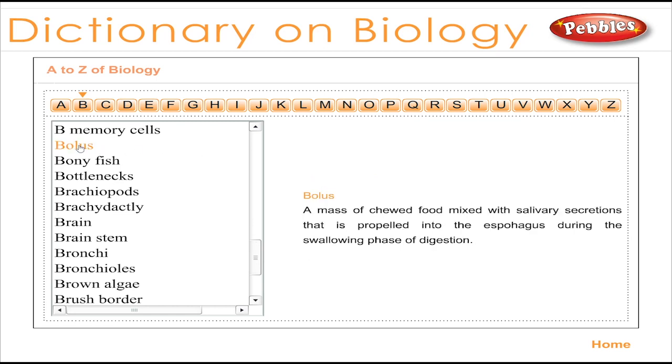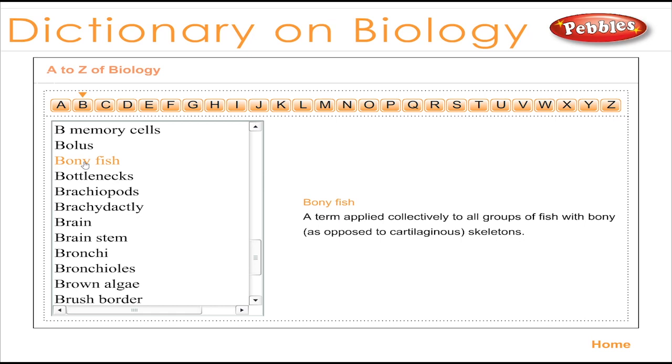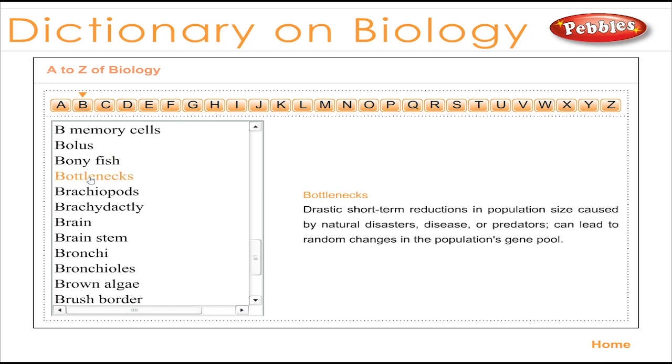Bolus, a mass of chewed food mixed with salivary secretions that is propelled into the esophagus during the swallowing phase of digestion. Bony fish, a term applied collectively to all groups of fish with bony as opposed to cartilaginous skeletons. Bottlenecks, drastic short-term reductions in population size caused by natural disasters, disease, or predators can lead to random changes in the population's gene pool.